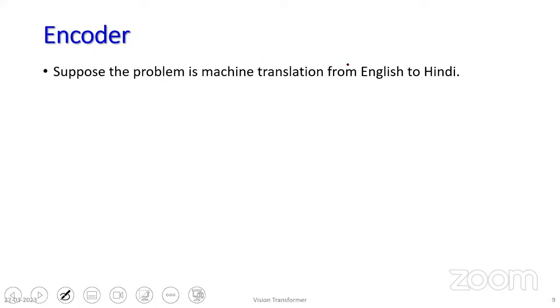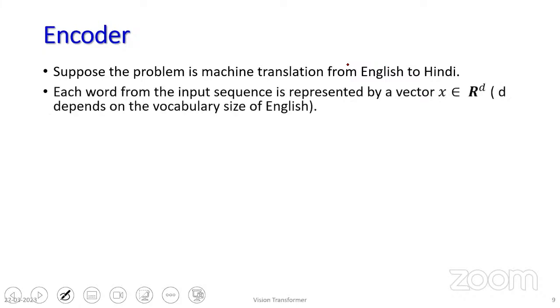Suppose the problem is machine translation from English to Hindi. Each word from the input sequence is represented by a vector, X belonging to R^D. D depends on the vocabulary size of the English language. Suppose I have 20,000 words in the English language, say the 20,000 most commonly used words.